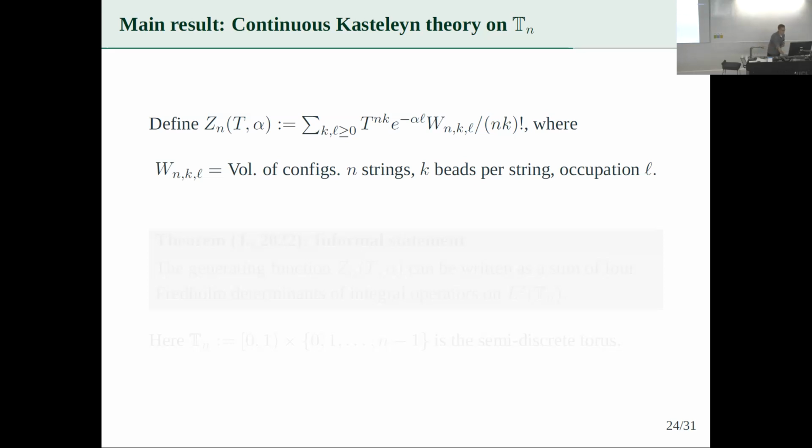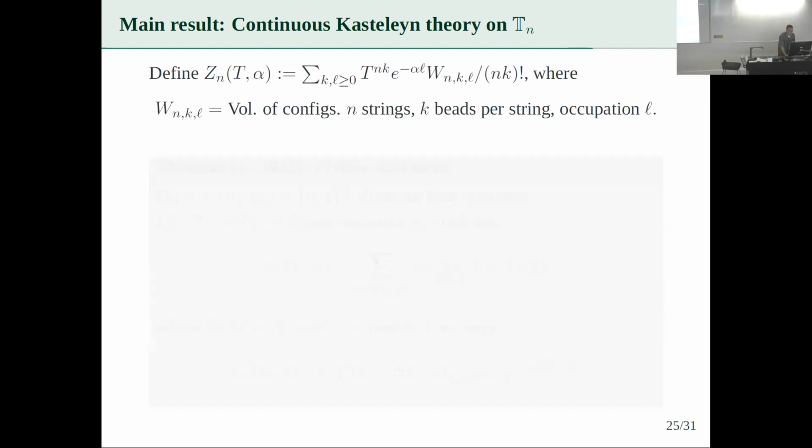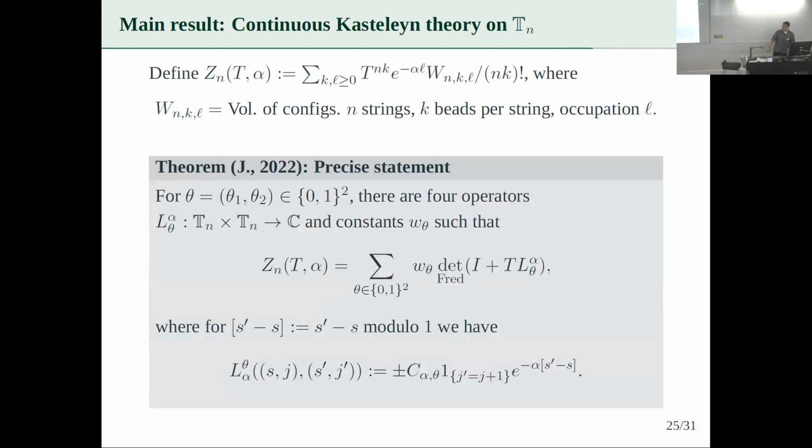This generating function can be written as the sum of 4 Fredholm determinants. A Fredholm determinant is a continuous analog of a determinant, and these Fredholm determinants are operators on this semi-discrete torus. I'll be a bit more explicit on the next slide. That was an informal statement. But it turns out you have these operators that take this form on the chessboard, where the operator is non-zero only on neighbouring strings, and it has a sort of exponential term. And it turns out that this generating function is a sum of these Fredholm determinants.